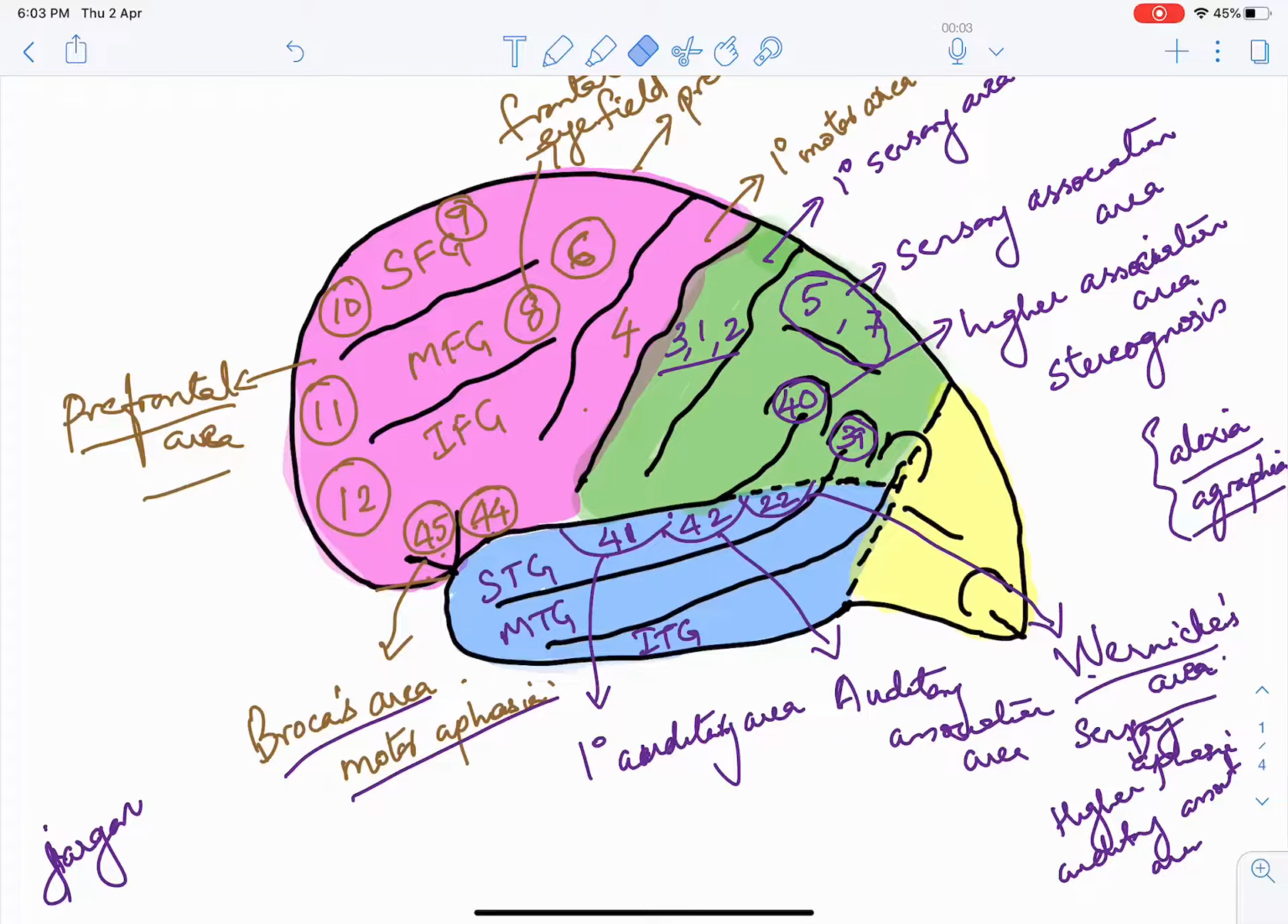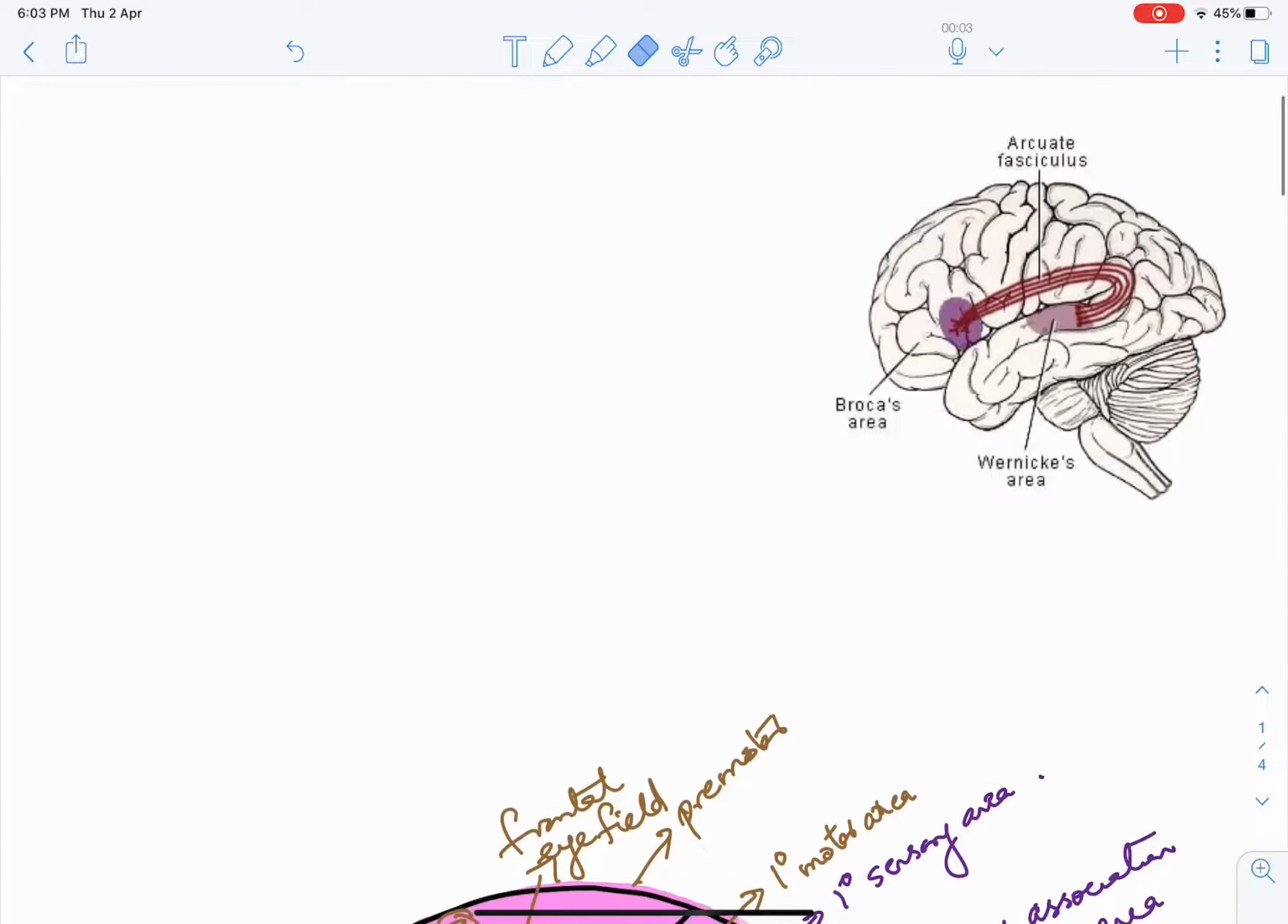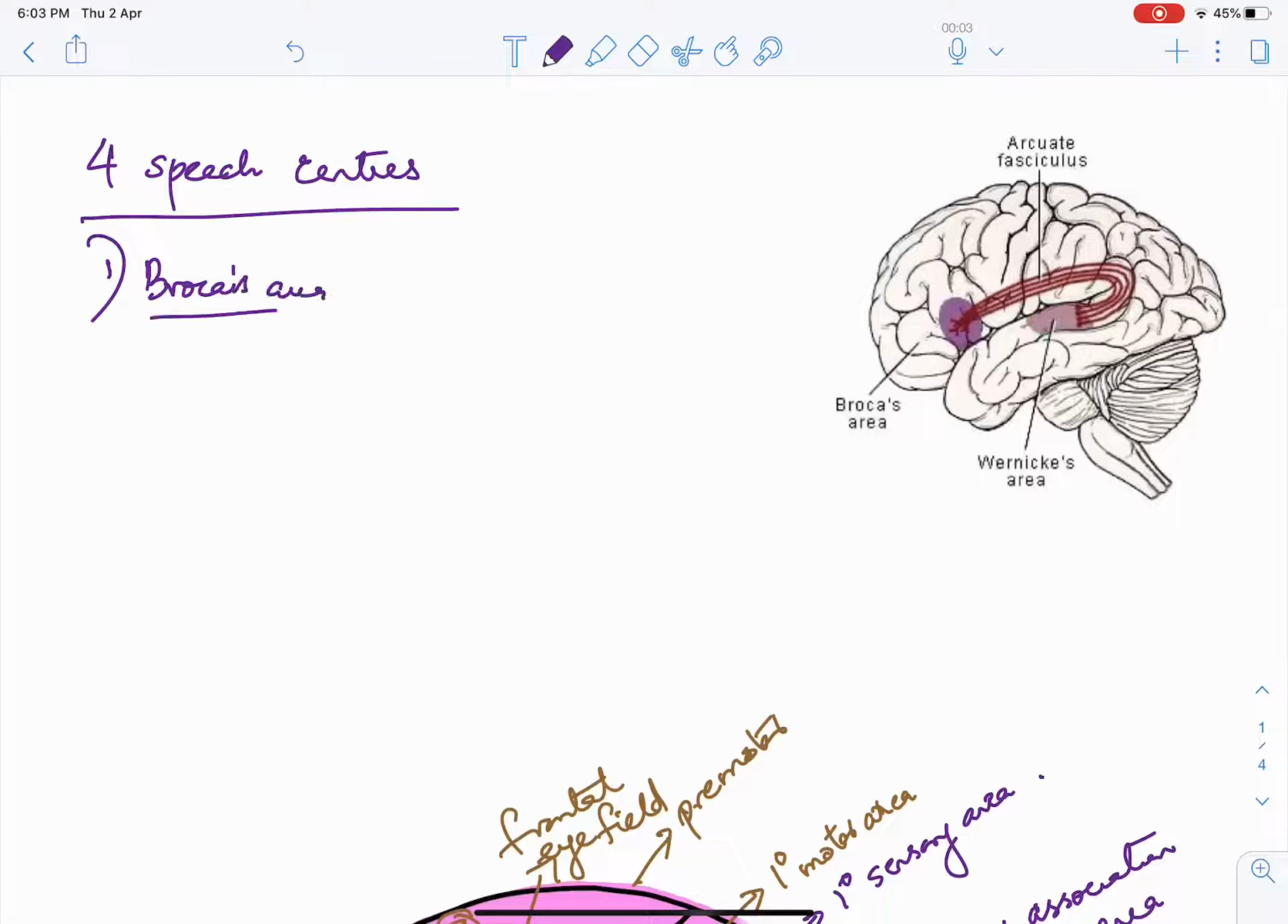Before we move on further, another thing I wanted to say was that Broca's area and Wernicke's area are connected to each other by a fasciculus, and that is called the arcuate fasciculus. There are 4 speech centers in the dominant hemisphere. The first one is Broca's area. Broca's area is area number 44 and 45. Area 45 is located in the pars triangularis. Area 44 is located in the pars opercularis. That is Broca's motor speech area, and it helps in speech expression. The next area is Wernicke's area. Wernicke's area is area number 22, and that helps in the comprehension of language.